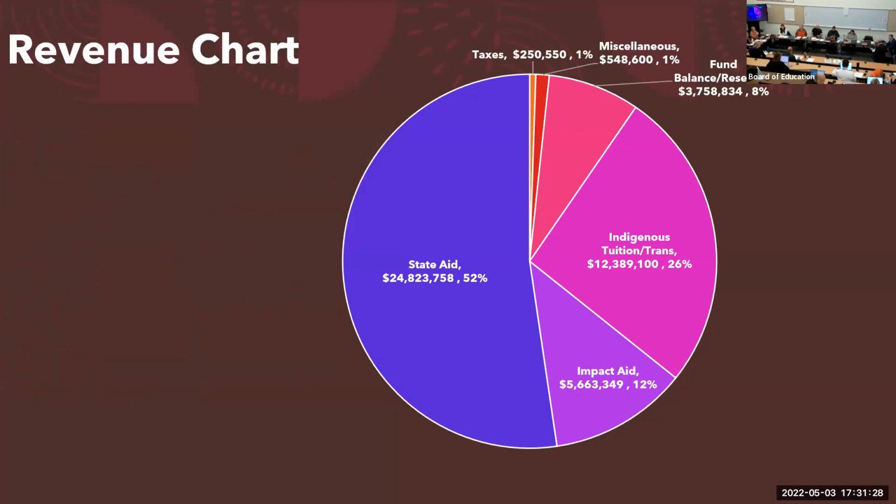So when we look at our fiscal spending plan for the 22-23 school year, it's broken down into our revenue. And we've identified the six main categories of revenue for the district. And these are in descending order: state aid, indigenous tuition aid, impact aid, fund balance, miscellaneous property tax, miscellaneous categories, and property taxes. Unlike many other districts, our property tax value is the lowest revenue stream. So we're pretty proud of that.